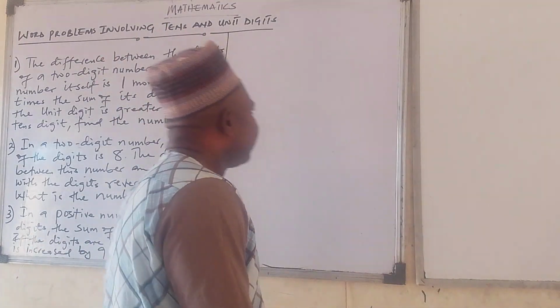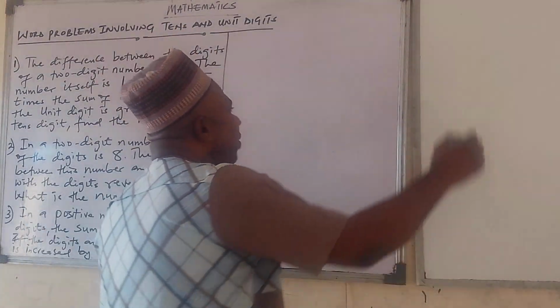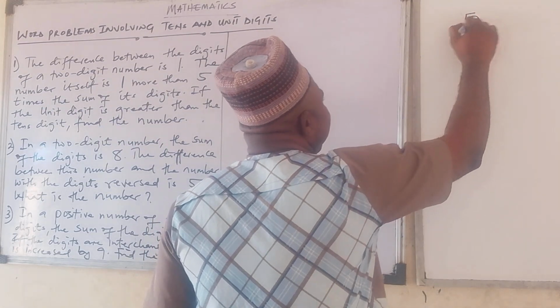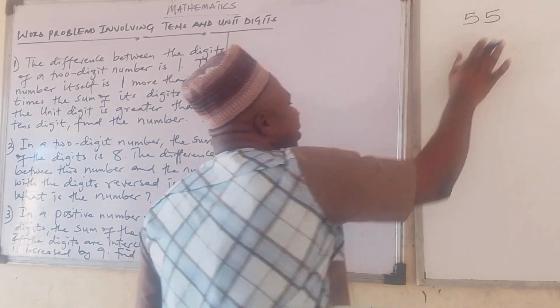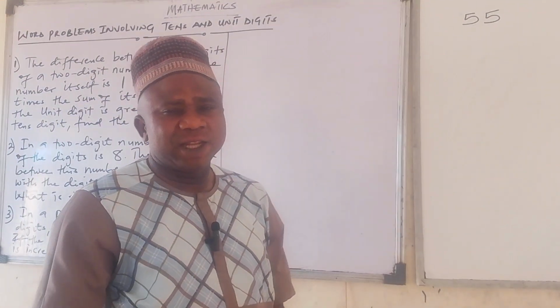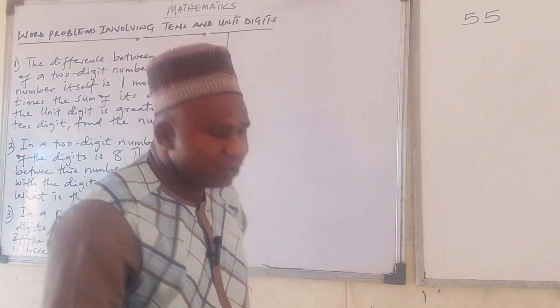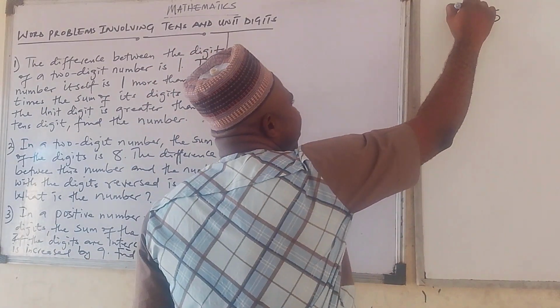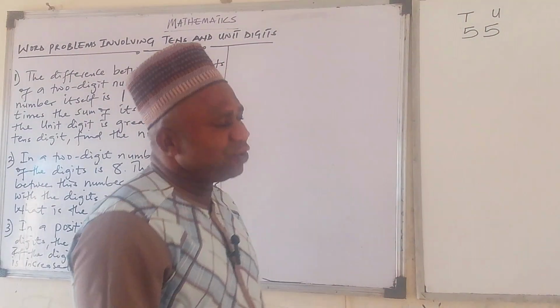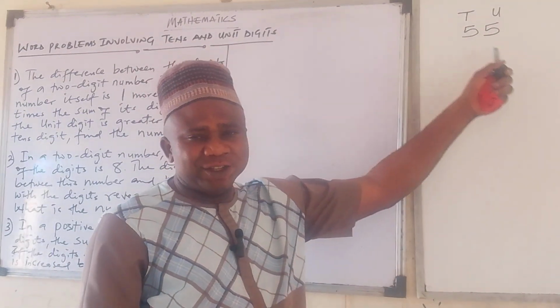Now, let's look at this. When you have a number like 55, this is a number that involves two digits. So here we have the tens digit, and here we have the units digit. So you call this tens and units.